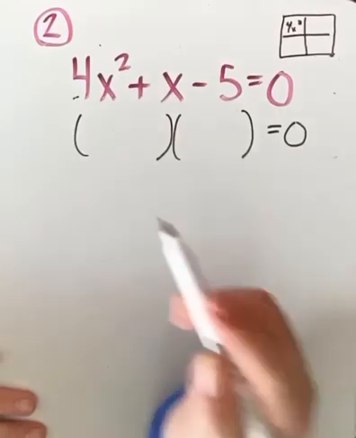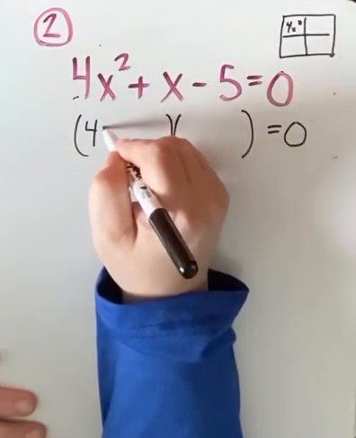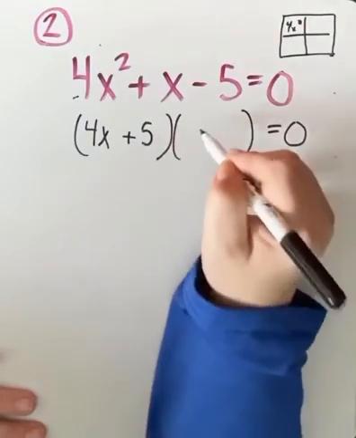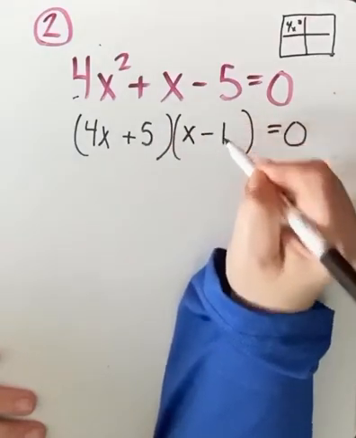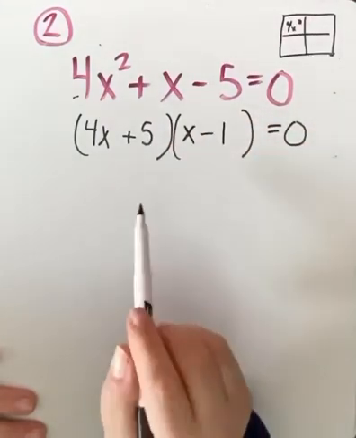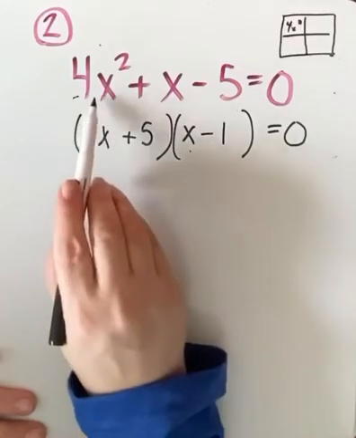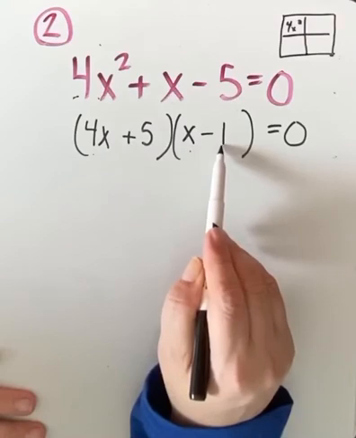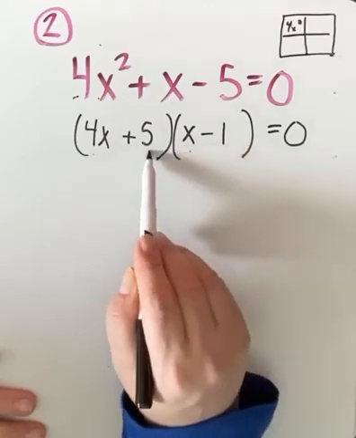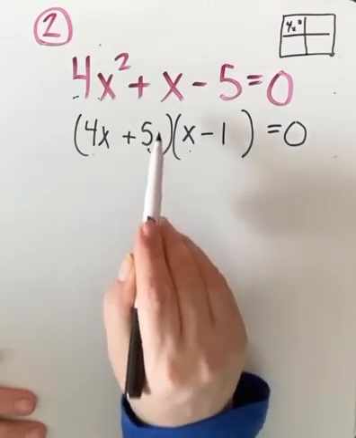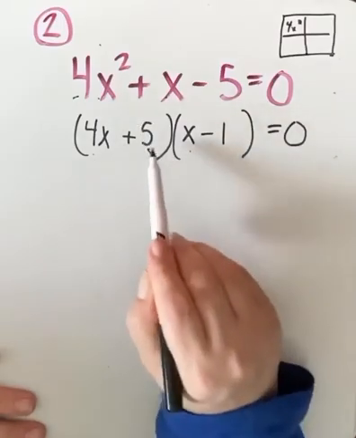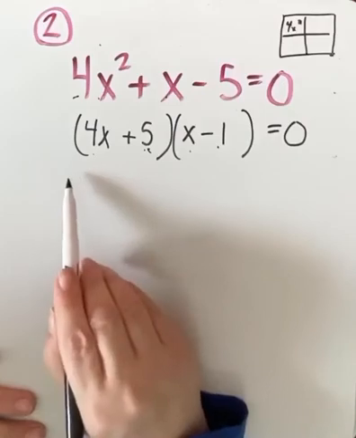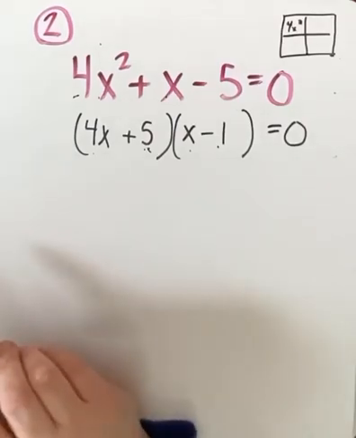After you've factored it, our correct factored form should be 4x plus 5 and x minus 1. We can check: 4x times x is 4x squared. The outside terms would give us a negative 4x. The inside terms would be a positive 5x, leaving us with 1x. And then 5 times a negative 1 is negative 5. So now we have it into factored form.